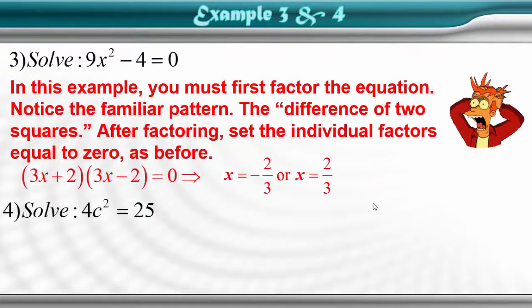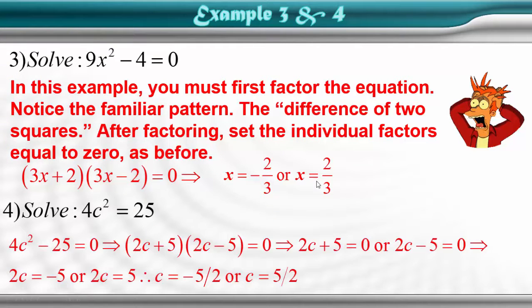Reviewing what we just did on the whiteboard, we set 4c squared equal to 25 in standard form. So once we put it in standard form, then we were able to factor using the idea of the difference of two squares. We set each of these factors equal to 0 and found that c is equal to negative 5 over 2, or c is equal to 5 over 2. Remember, both these solutions will solve the equation.